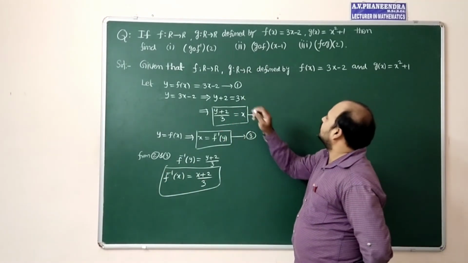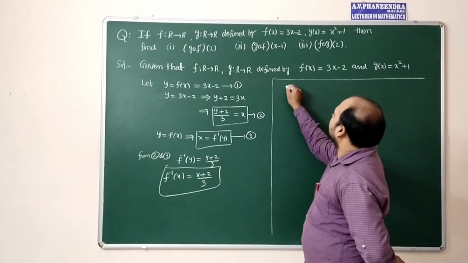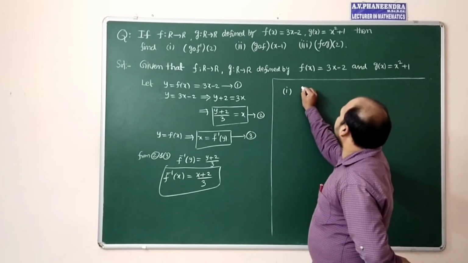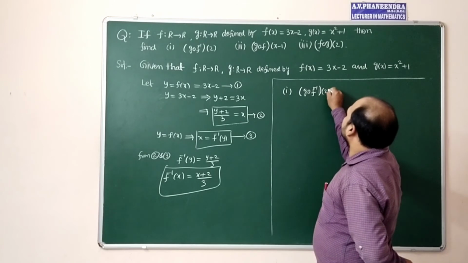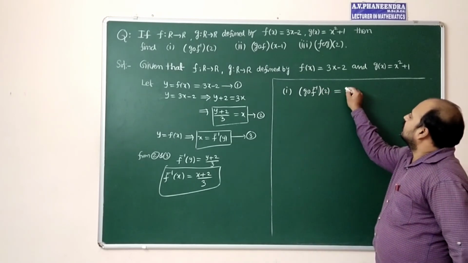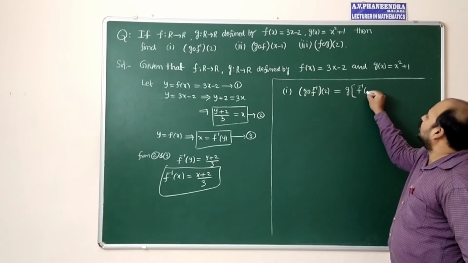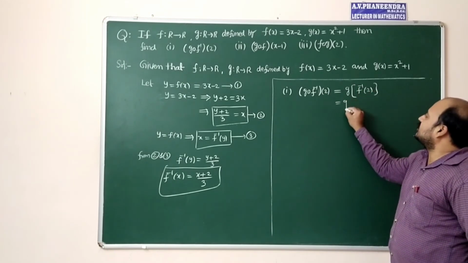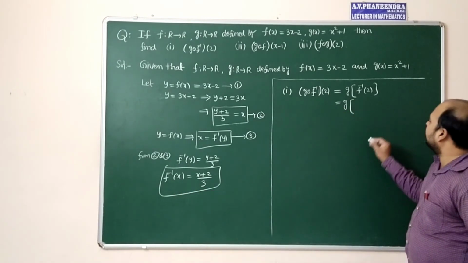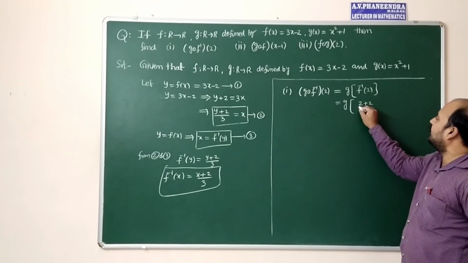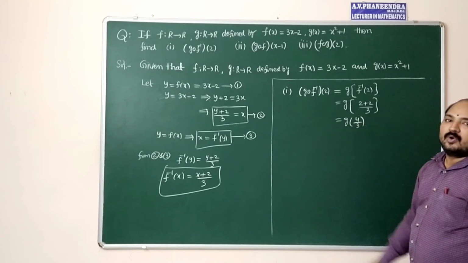Now come to the first question in this. g circle f inverse of 2. That means, by definition of composite function, g of f inverse of 2. In place of x, substitute 2. So f inverse of 2 means 2 plus 2 divided by 3, which is equal to g of 4 by 3. What is g of 4 by 3?